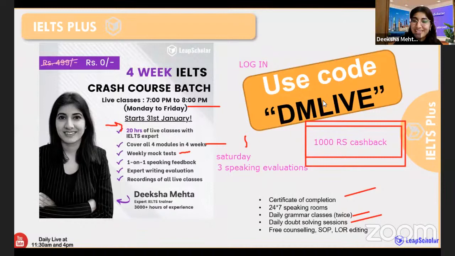Yes, Rasika, there are grammar classes as well, so it will help you with grammar also. My test is on Monday. Well, Zainab, then all the very best.